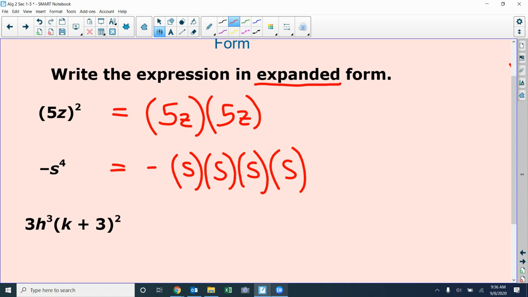So is there anything extra acting on that 3? No. How many h's are we going to end up with? 3.